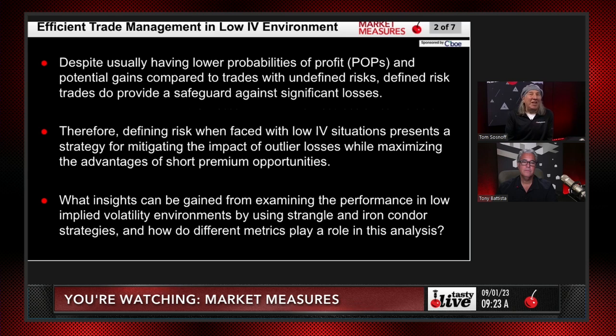Therefore, defining risk when faced with low IV situations presents a strategy for mitigating the impact of outlier losses while maximizing the advantages of short premium. So what insights can be gained from examining the performance in low IV volatility environments by using strategies like a strangle versus an iron condor? And how do different metrics play a role in this analysis? We're going to dig into the weeds right here. Let's go to the next slide.